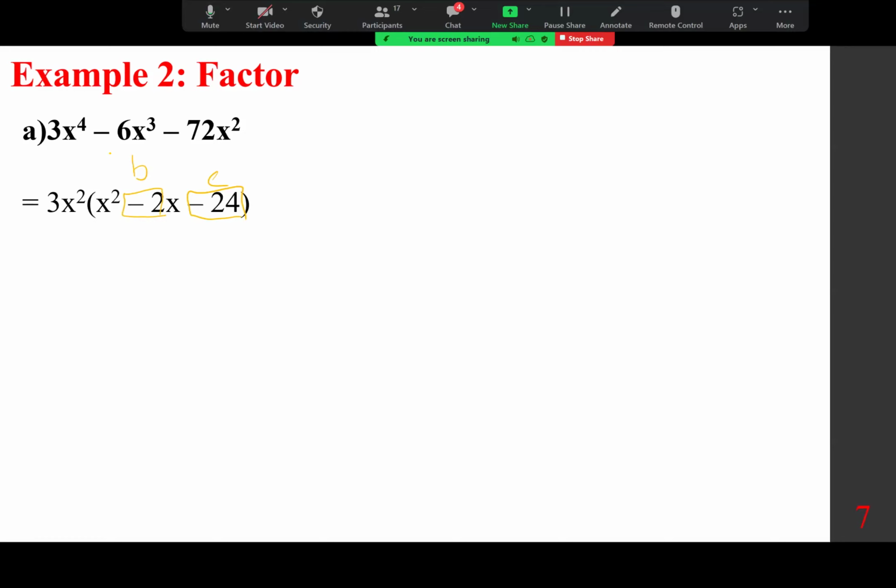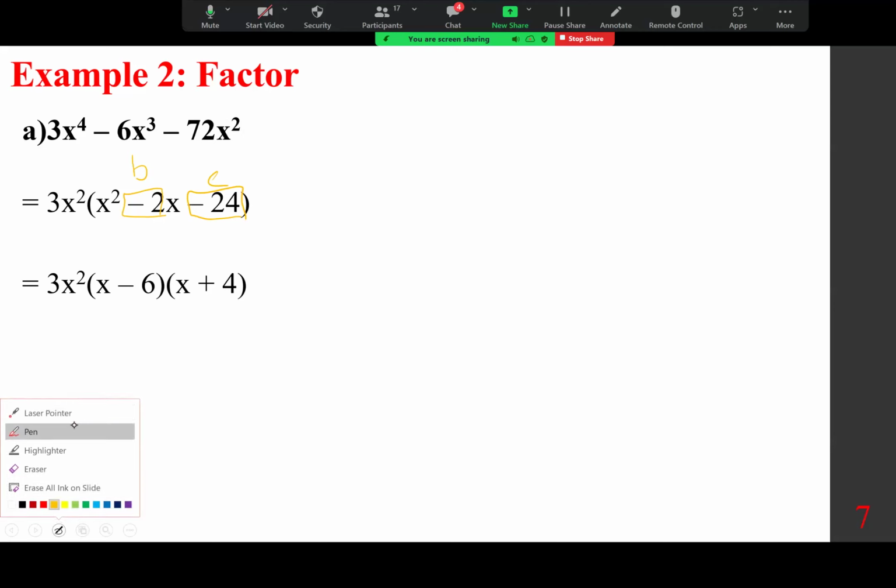Can anybody give us those two numbers? Four. I'm sorry, I couldn't hear you. -6 and 4. Perfect. And we're done. Needless to say, the beauty of math is you can check. So if you multiply these two, you must get the one in the parentheses.